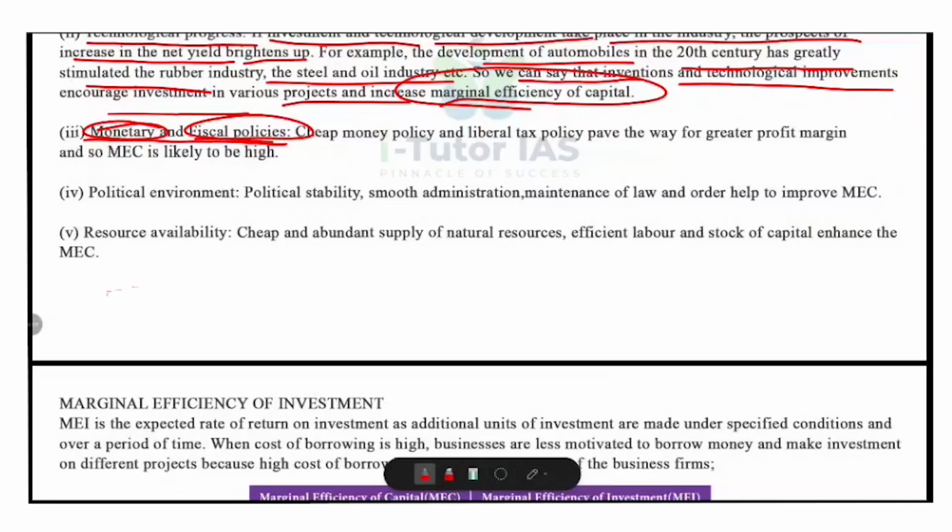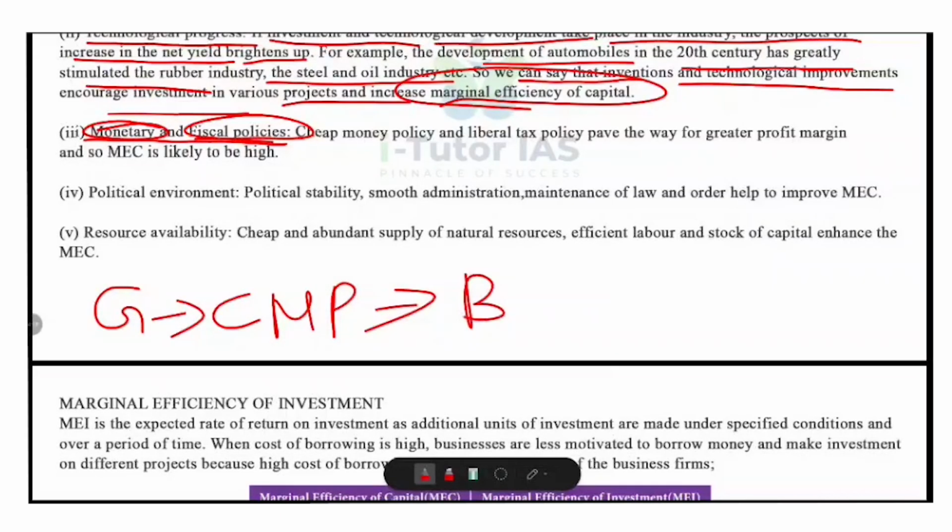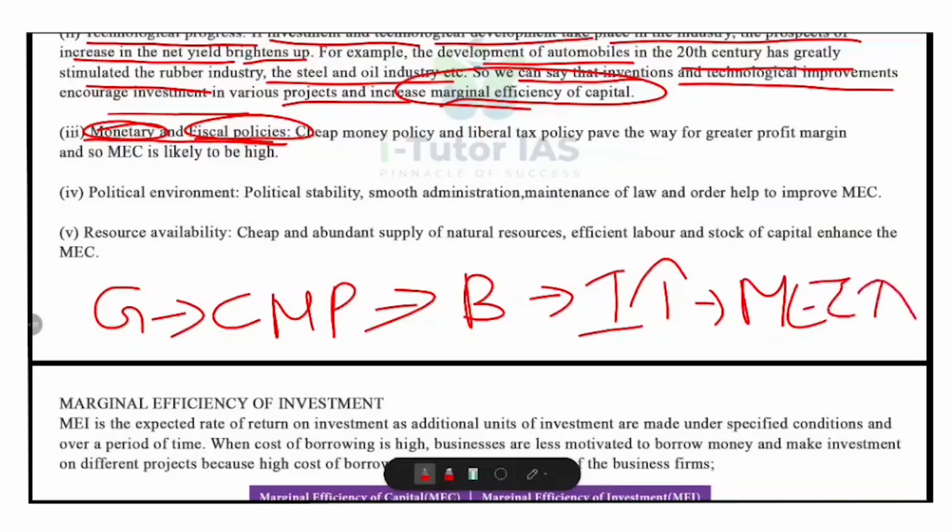Okay, if government follows a cheap monetary policy, what happens? Borrowing becomes easy and firms will invest more. That means investment increases and MEC also increases. Okay, and what about fiscal policies? Fiscal policies are policies of government. If taxes are reduced or subsidies are given, profits will rise and it will lead to higher MEC.